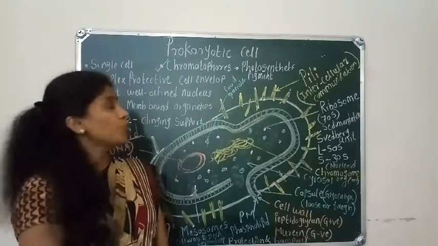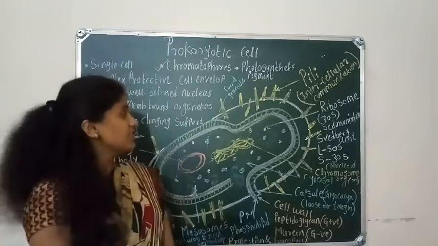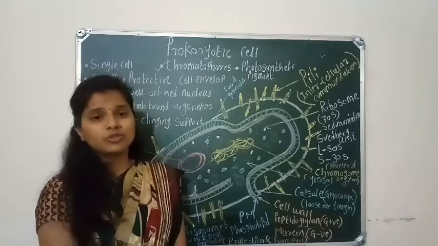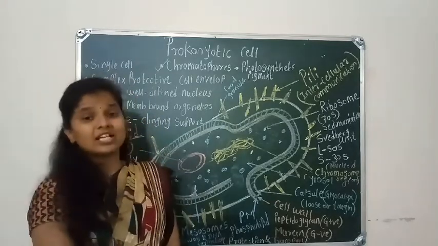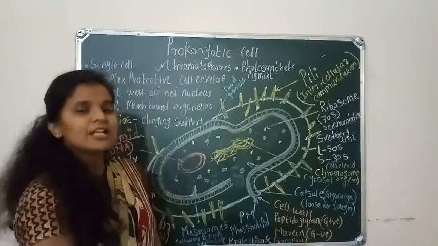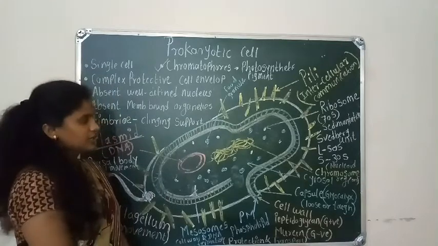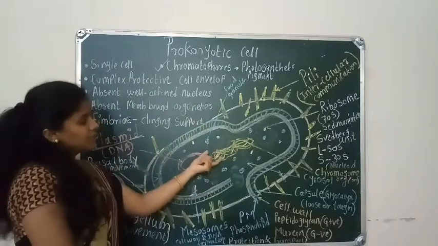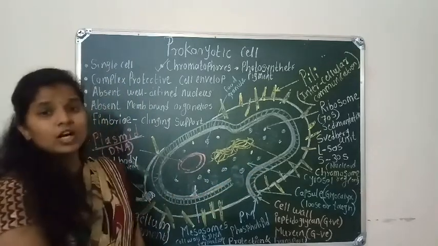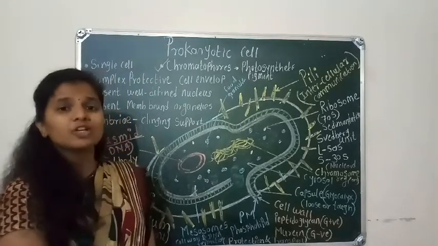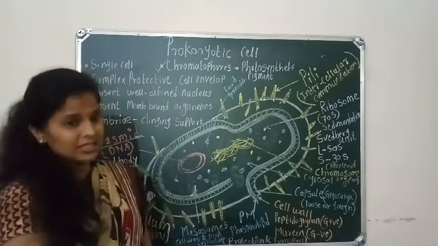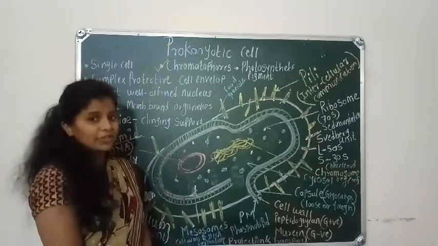Then the prokaryotic cell possesses ribosome which is 70S or 70 Svedberg unit, and these consist of two subunits, small and large. Large is made up of 50S and small is made up of 30S. And the prokaryotic cell possesses chromosome in the nucleoid region. And also, very important, pili are present on the surface of the prokaryotic cell which help in intercommunication of the cell. So this is about the prokaryotic cell.